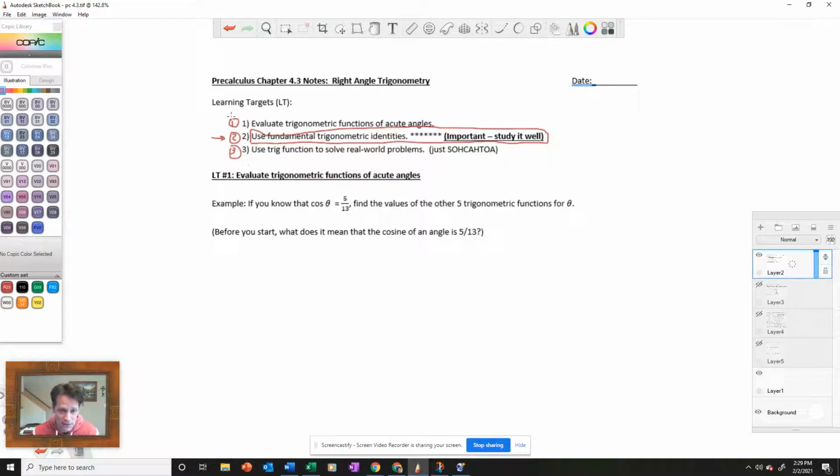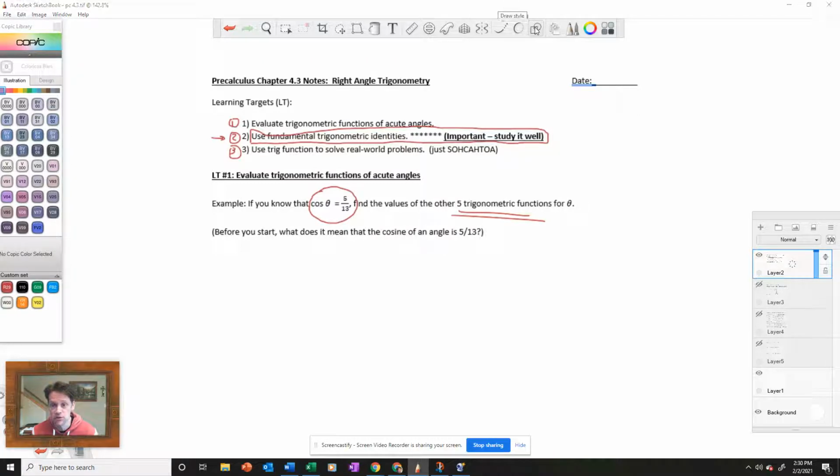All right, so let's do these first and third learning targets in this video. Evaluate trigonometric functions of acute angles. Okay, example. If you know that the cosine of theta is 5/13, can you find the values of the other 5 trigonometric functions? Now, in the last week, I punted on that. I said, I don't want to talk about the other 3 trigonometric functions. This week, we're going to define the other 3 trigonometric functions as well.